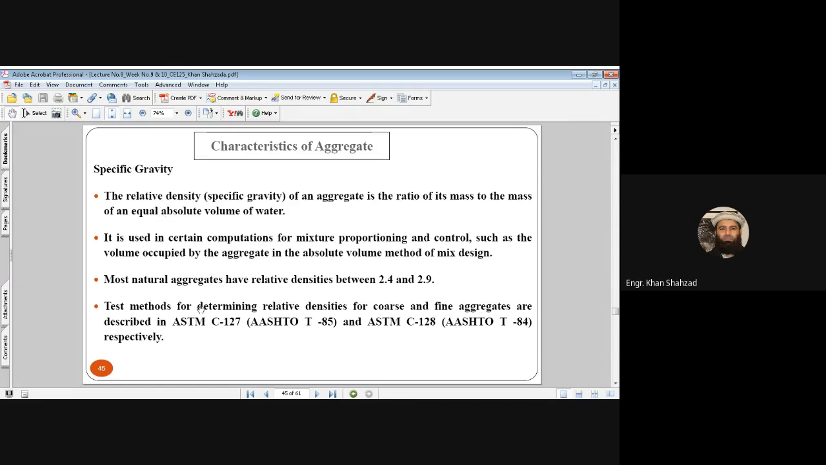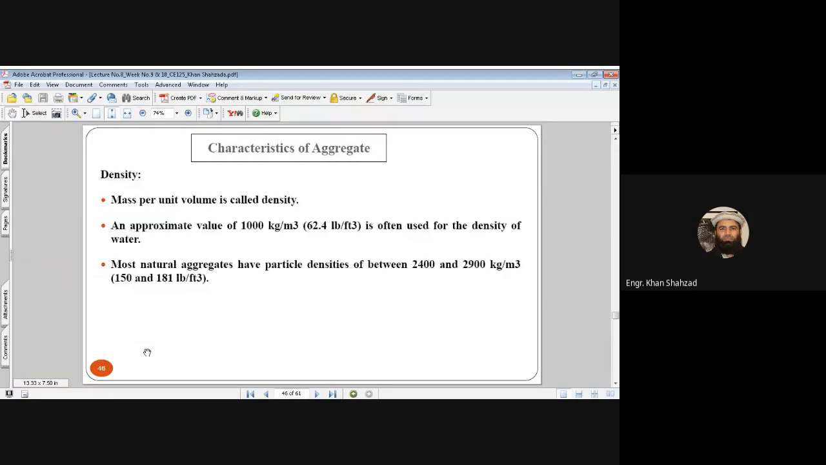Test methods for determining relative density for coarse and fine aggregates are described in ASTM C127 or AASHTO T85, and ASTM C128 or AASHTO T84 respectively. You can read these documents and learn the methods of how we can get the specific gravity of the aggregate. The next characteristic of aggregate is the density.